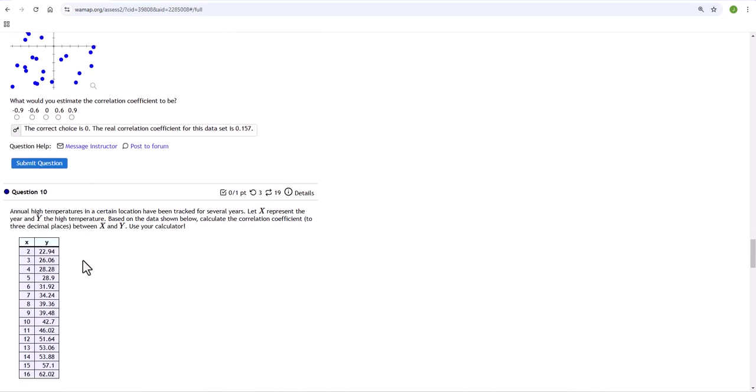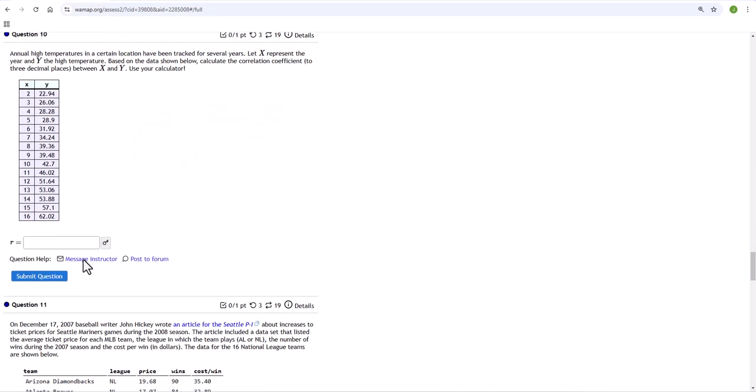Okay. So, another one here, 10. It says annual high temperatures in a certain location have been tracked for several years. Let X represent the year and Y the temperature. Based on the data shown, calculate the correlation coefficient to 3 decimal places. It says use your calculator. You do not need to use your calculator, but you are welcome to. I'm going to jump over to Excel and show you how to do this.